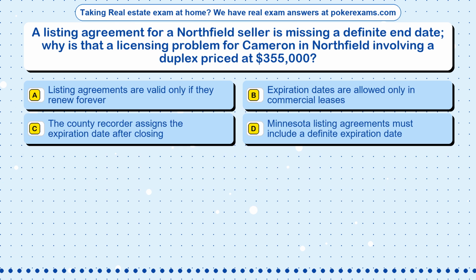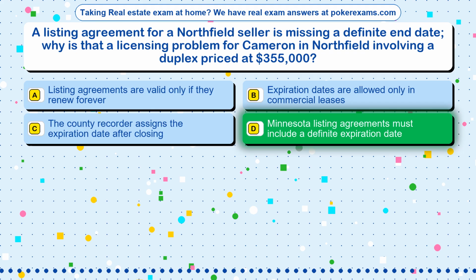Question 4. A listing agreement for a Northfield seller is missing a definite end date. Why is that a licensing problem for Cameron in Northfield involving a duplex priced at $355,000? Option A. Listing agreements are valid only if they renew forever. Option B. Expiration dates are allowed only in commercial leases. Option C. The county recorder assigns the expiration date after closing. Option D. Minnesota listing agreements must include a definite expiration date.